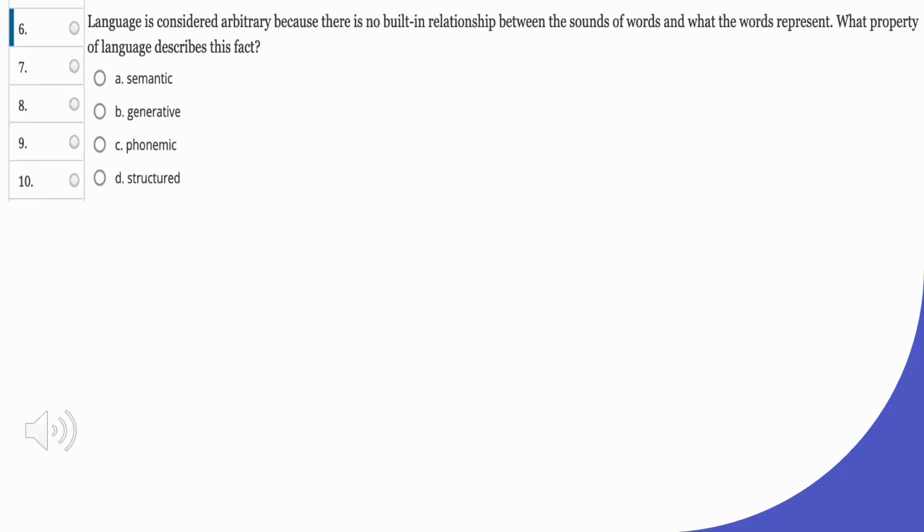Question 6. Language is considered arbitrary because there is no built-in relationship between the sounds of words and what the words represent. What property of language describes this fact? A. Semantic. B. Generative. C. Phonemic. D. Structured.